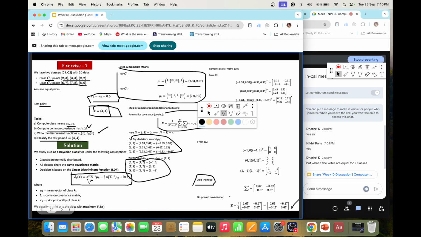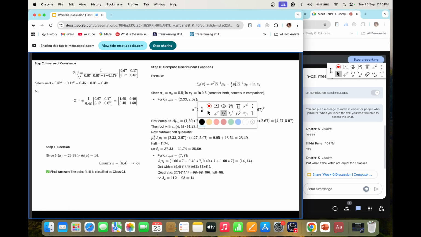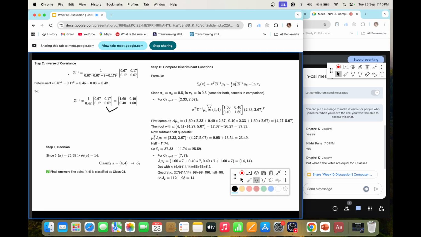To get this, you have to calculate the inverse of the covariance matrix, or sigma to the power minus 1. So then what you do? Just calculate the inverse of your covariance matrix. After that, you have to compute the discriminant function for both the classes, that is del 1 and del 2. Del 1, this is the formula of del k. So del 1 means just substitute k equals to 1 in this formula. You will get del 1, and del 1 is coming 25.59.